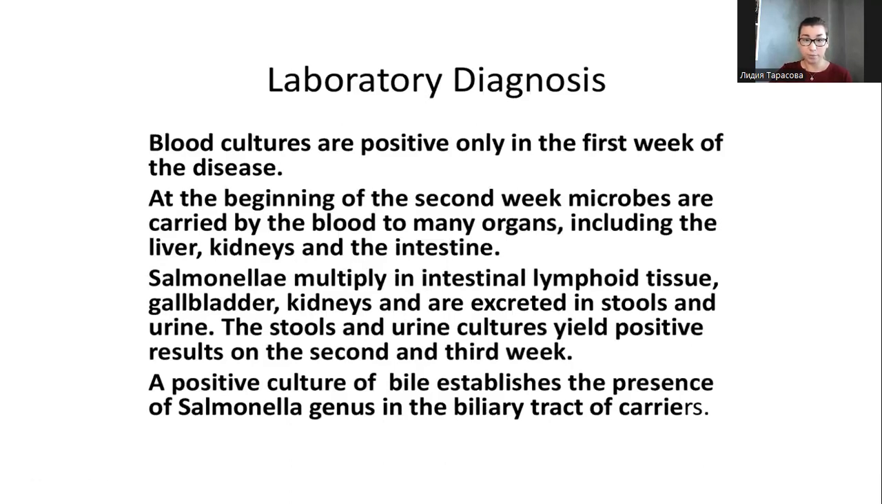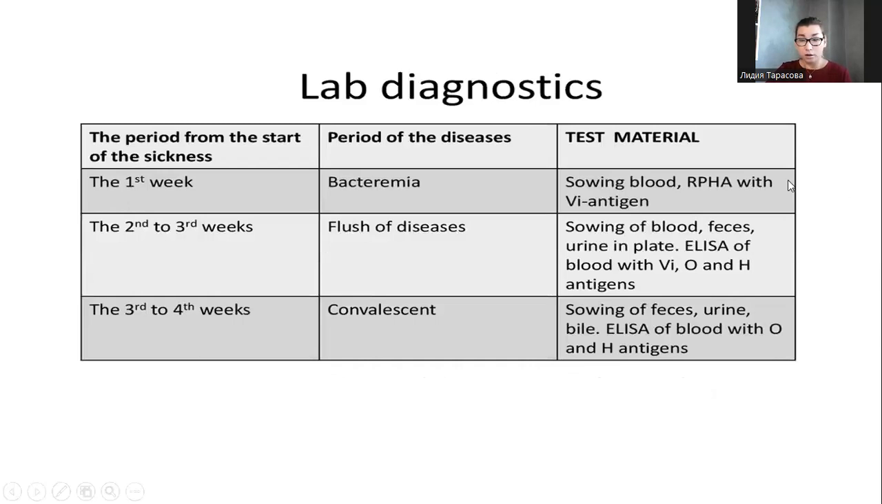Blood cultures are positive only in the first week of typhoid fever. At the beginning of the second week, microbes are carried by blood to many organs, including the liver, kidney, and intestine. Salmonella multiply in intestinal lymphoid tissue, gallbladder, and kidney, and are excreted in stools and urine. The stools and urine cultures yield a positive result in the second and third week. A positive culture of bile establishes the presence of Salmonella in the biliary tract of carriers. So to find carriers, we need to check their bile and their feces. Okay, this is the lab diagnosis.